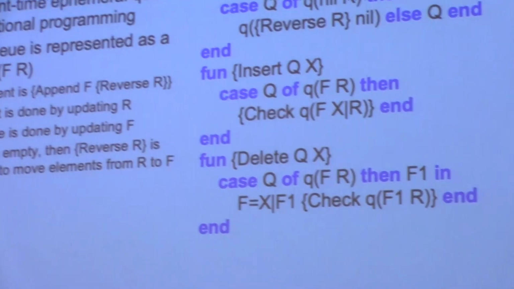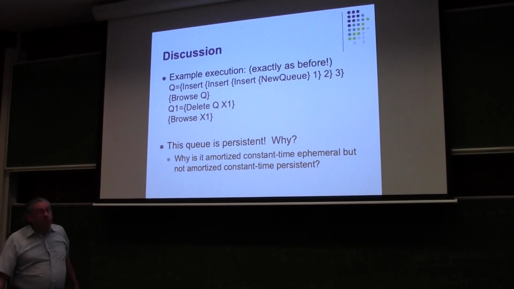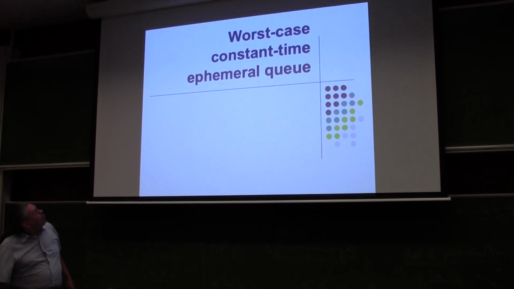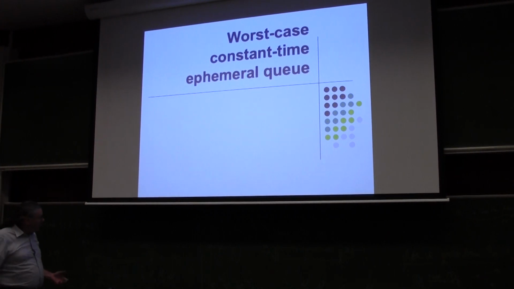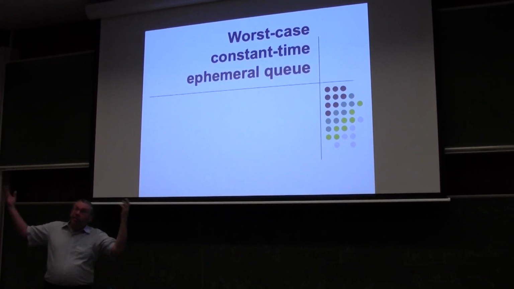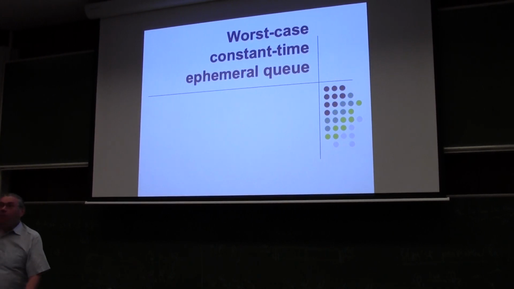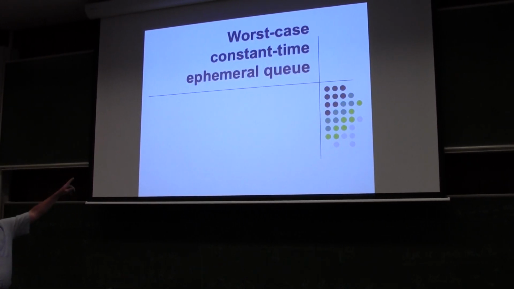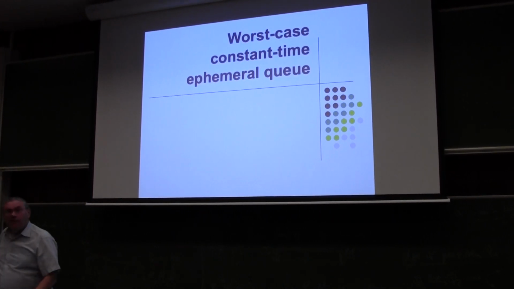This is a nice trick, but maybe I can do better. What I really want is a worst case constant time ephemeral. I don't want to pay n at all. How do I do that? Well, we'll make a break. After the break, I'll show you how to make it worst case constant time.